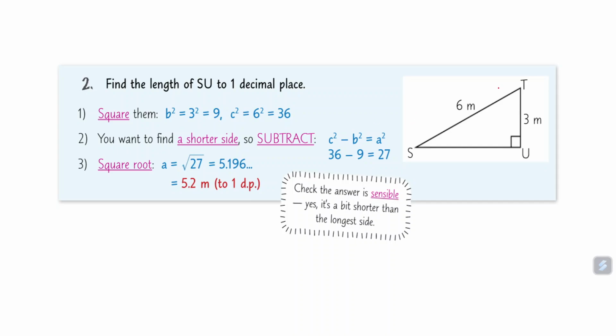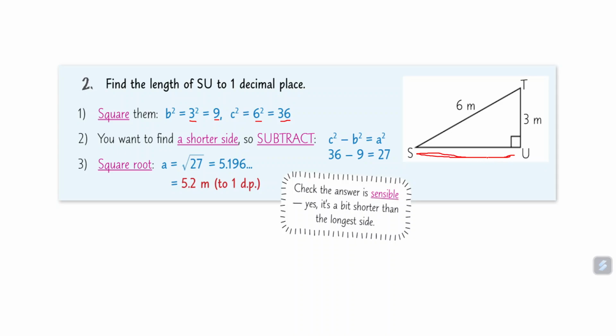This is another example. In this case, we are trying to get one of the short sides. As mentioned earlier, you follow the same process, but this time around you will be subtracting. The first step is to square. 3 squared is 9. 6 squared is 36. But this time around, you subtract because we are looking for one of the short sides.